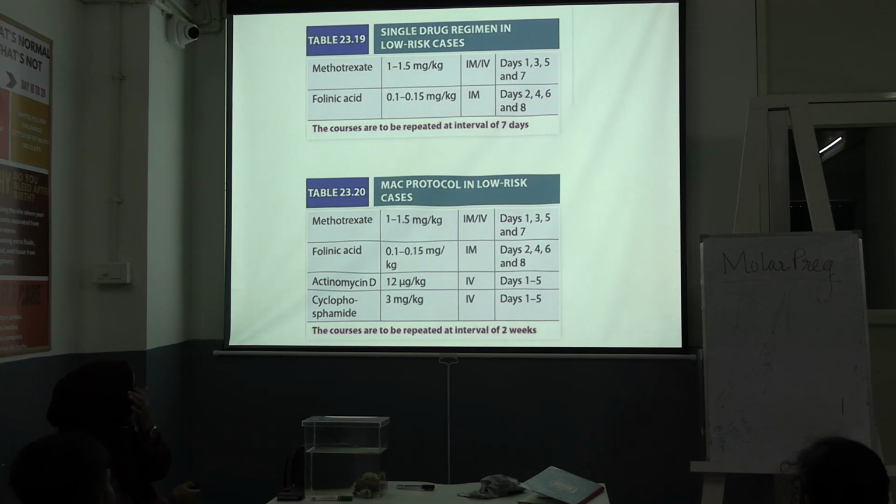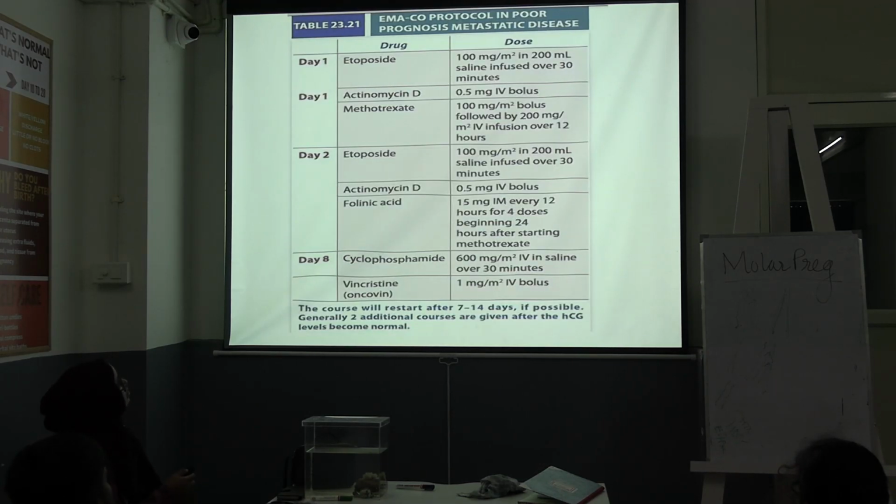In high risk, in low risk, multi-regimen is MAC protocol. Methotrexate, folic acid, actinomycin D, cyclophosphamide. And this is the protocol for poor prognosis metastatic disease, EMACO regimen. Etoposide, actinomycin D, methotrexate, and what is EMACO? CO is cyclophosphamide and oncovin is O. Okay, EMACO.